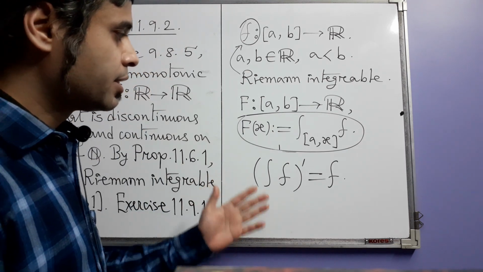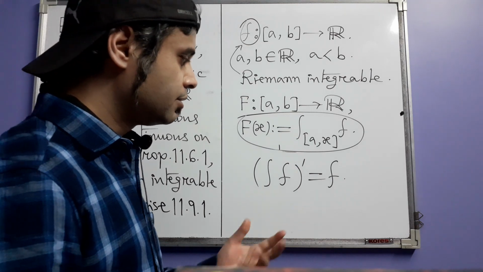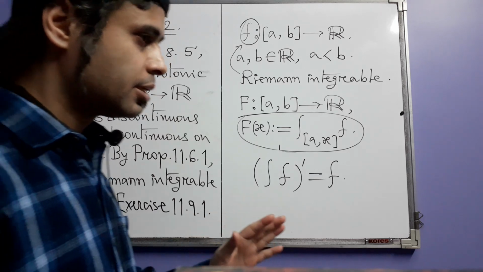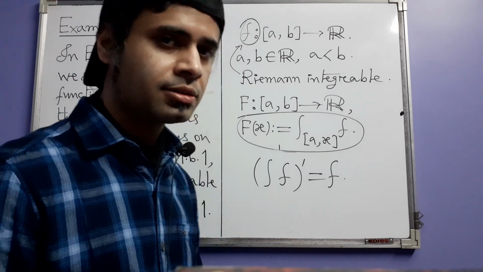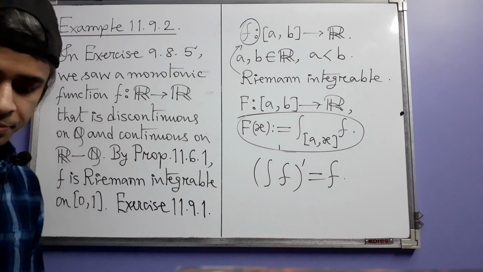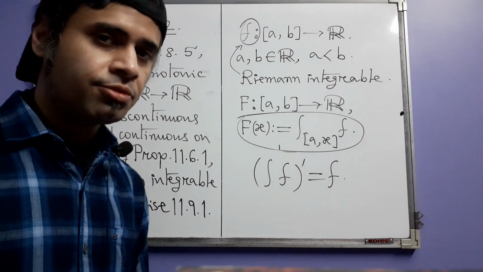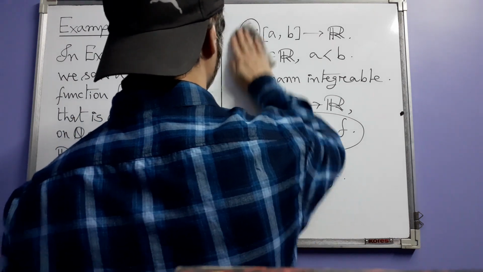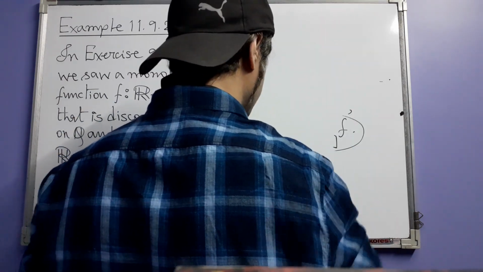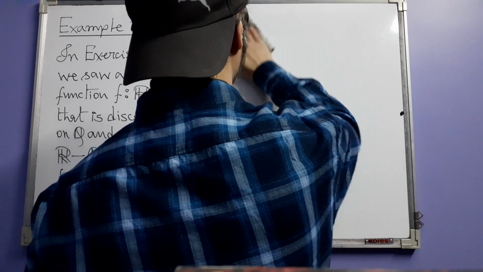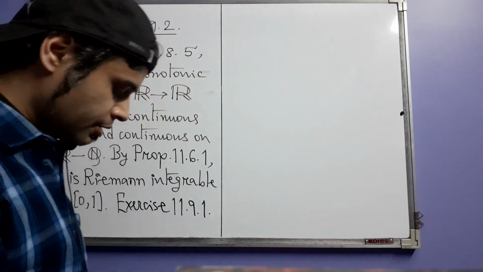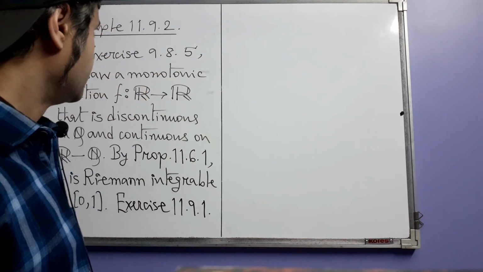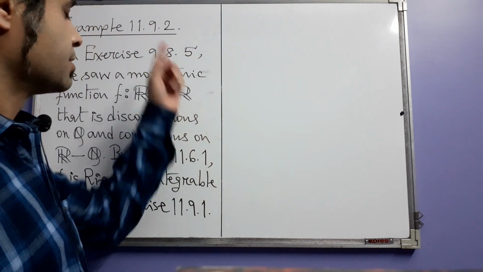But before we state the second fundamental theorem, we need the notion of antiderivatives. Okay, there is a distinction between antiderivatives and integrals. Now we are going to see the definition. So let us first define antiderivative and then we can state the second fundamental theorem. So this is the next item. It will be definition 11.9.3 because this is 2.